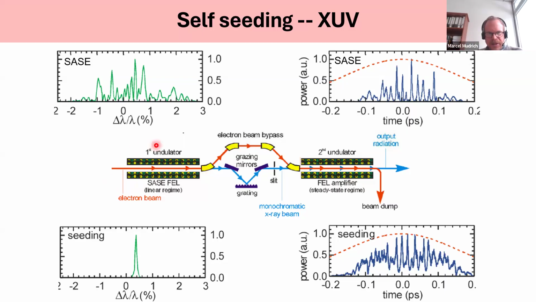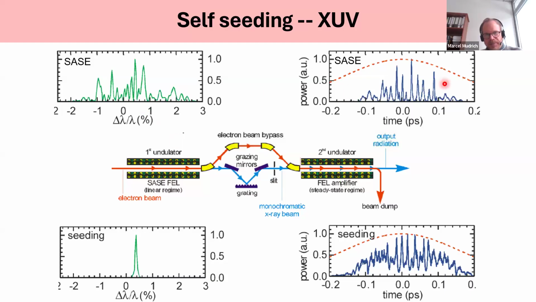You have this first undulator that lases in the SASE mode, so this produces these randomly fluctuating pulses, but then these pulses are passed through a monochromator, so basically they're diffracted from a diffraction grating, which picks by the Bragg condition exactly one specific wavelength. So this basically cleans up the spectrum, and this cleaned up spectrum is then injected into the second undulator as a seed to seed the amplification and the lasing in the second undulator.